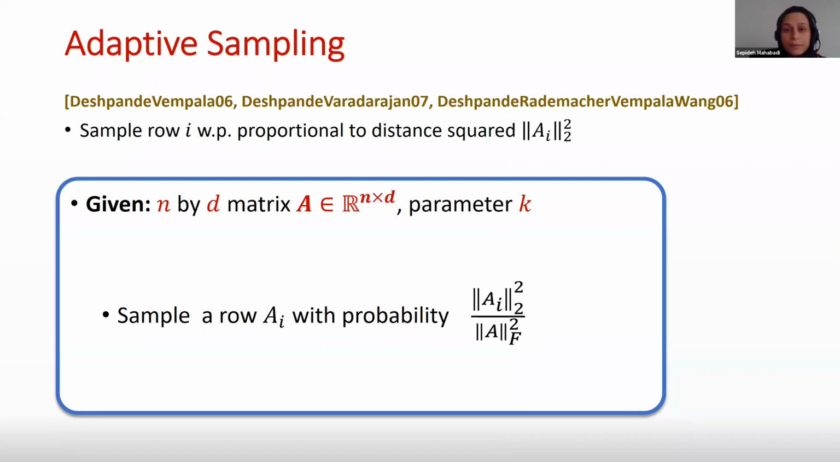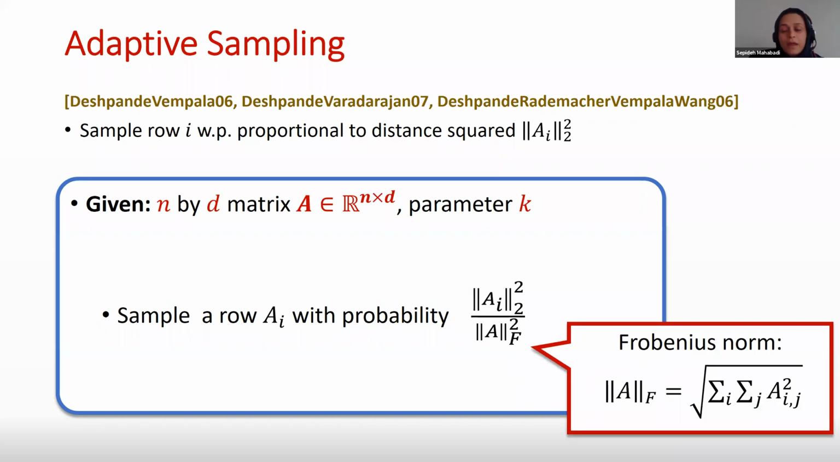So basically the probability of sampling the ith row is going to be the norm of a_i squared over the Frobenius norm of A squared. And the Frobenius norm is just the square root of the sum of entries squared in a matrix. So now in the subsequent rounds, we would like to compute the residual.